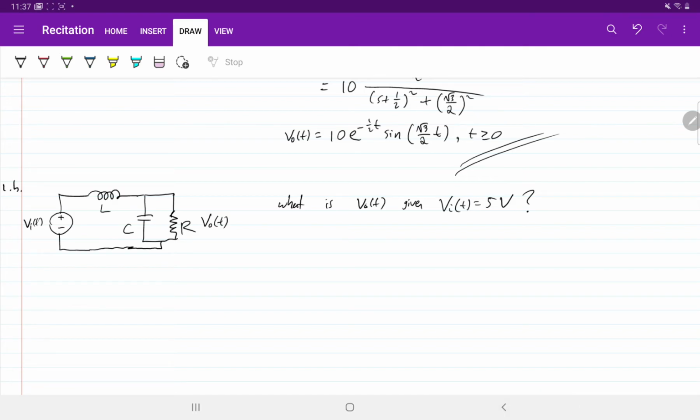Okay, so let's do some analysis here. As t goes to infinity, L will be a closed circuit, and C will be open circuit, right? So we still have a closed loop here because C is in parallel with R. So as t goes to infinity, you will have a closed circuit. Okay, then we can think that the voltage at infinity is 5 volts, right?